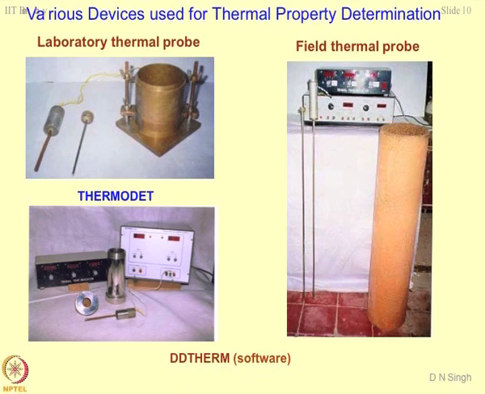This is the extended form of the laboratory thermal probe, which is the field thermal probe, where we use a mold of 1 meter length and diameter about 30 centimeter. This device was used for measuring the sandy soils particularly and gravelly soils and gravels, because you can appreciate the point that gravels cannot be tested in this type of setup. So you require almost a 1 meter long rod to check the thermal conductivities of gravels. This paper was published in ASC, so you can refer to it whenever you need.